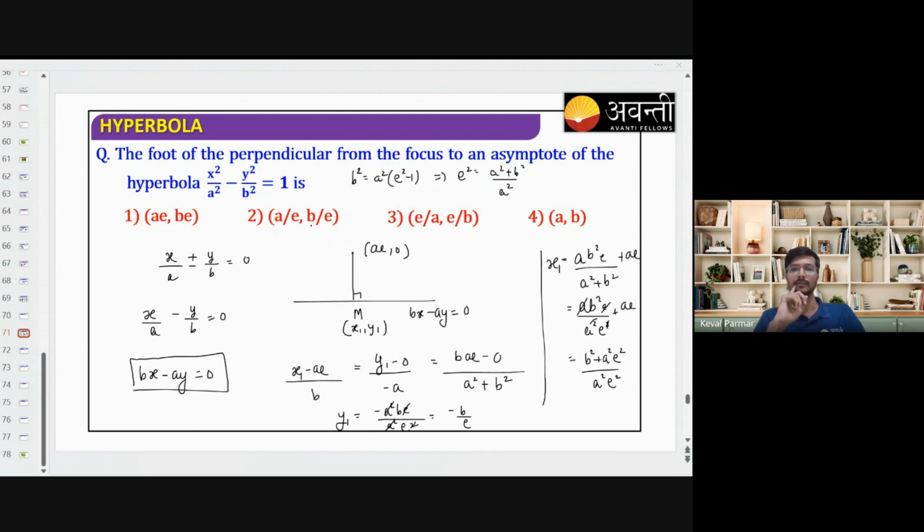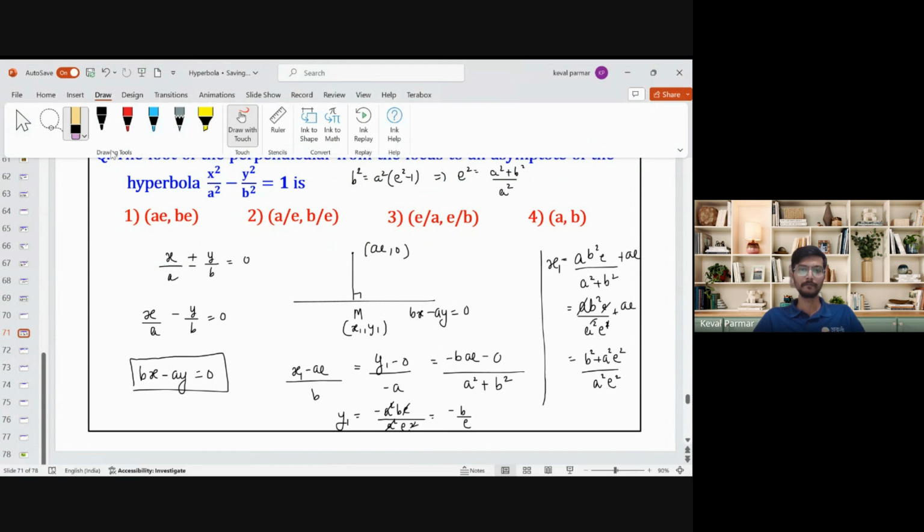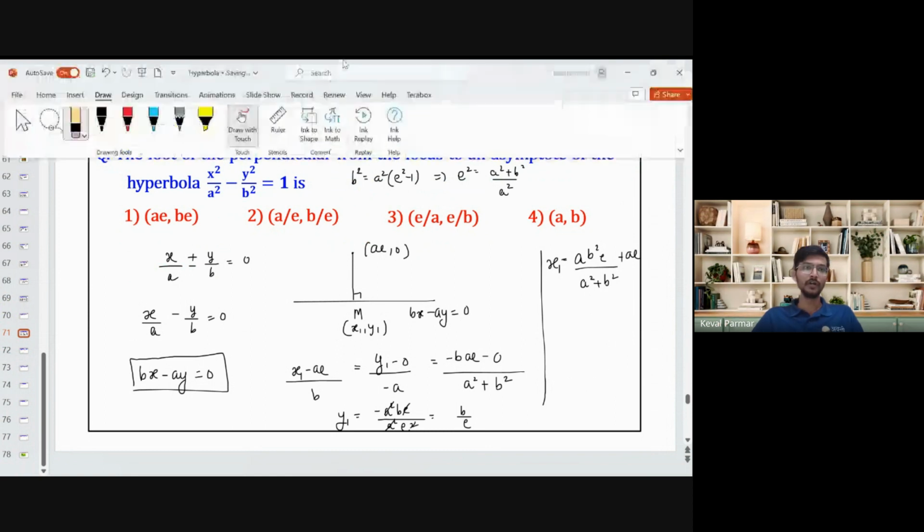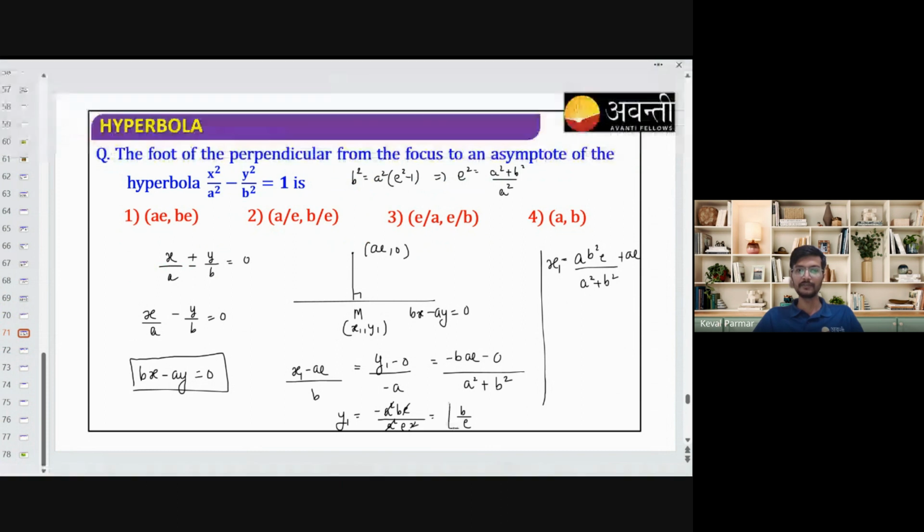Hmm. Oh, sorry guys. Here it should be minus b. So yeah, my mistake. Sorry. So we got the coordinates of y as b by here. A square plus b square is a square e square.